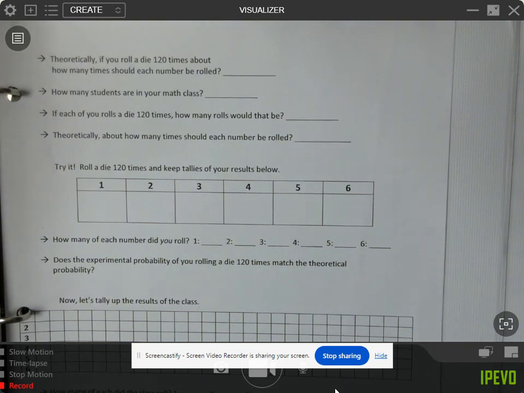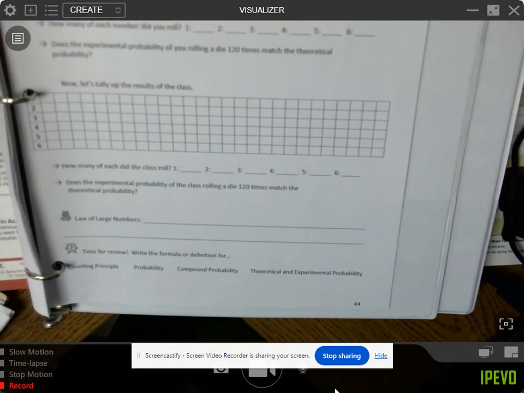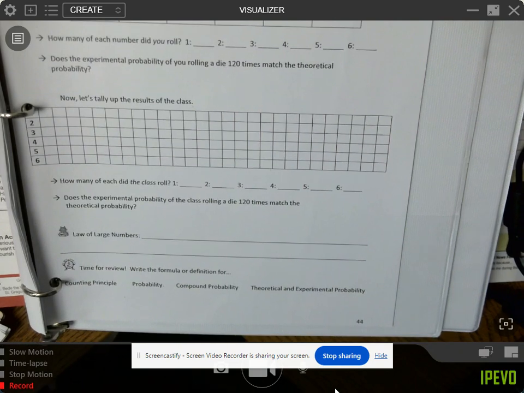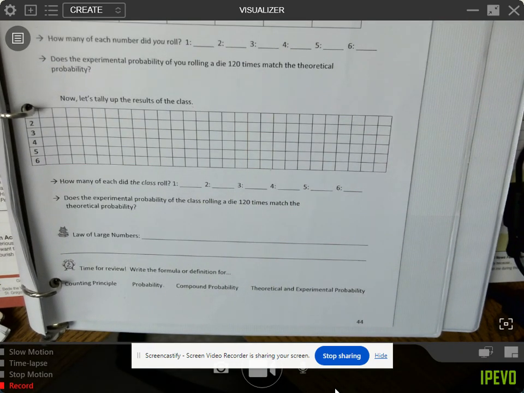So make sure you updated those numbers because we will need that. First thing we're going to do is make sure that you calculated the probability of you rolling a die 120 times for 1s, 2s, 3s, 4s, 5s, and 6s. So you need to find your probability for each of those numbers.